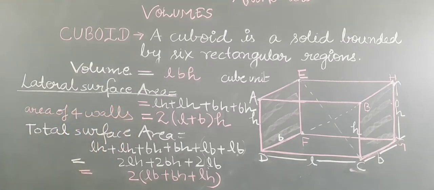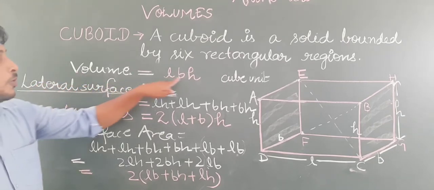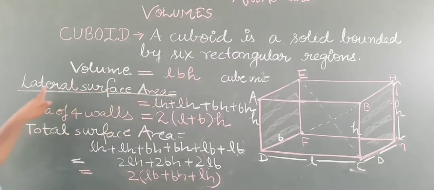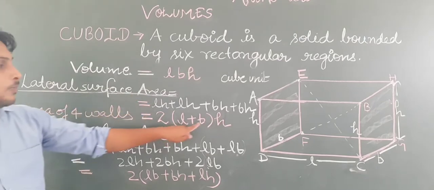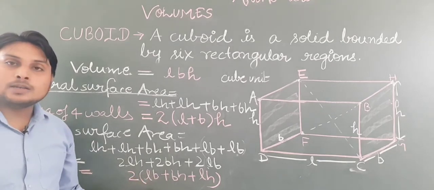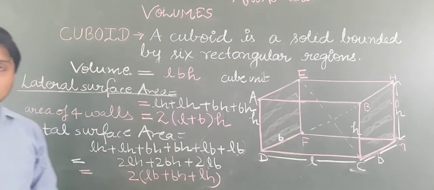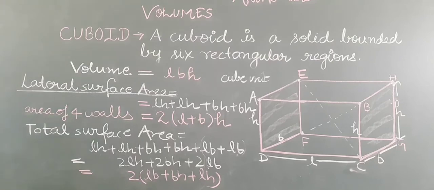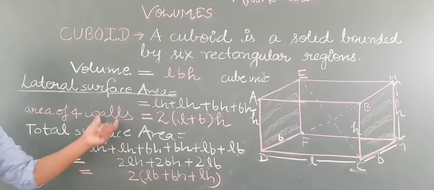It is also known as area of four walls. Okay students, so what you have learned here, you have learned that volume of the cuboid is L into B into H, lateral surface area is 2 into (L plus B) into H, and total surface area is 2 into (LB plus BH plus LH). Now you only have to remember the concept of how the areas come.